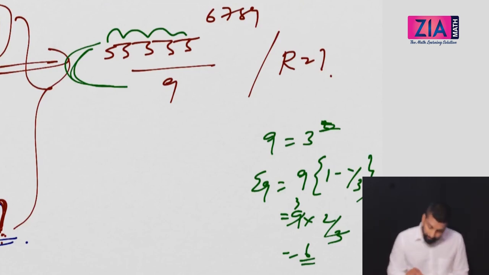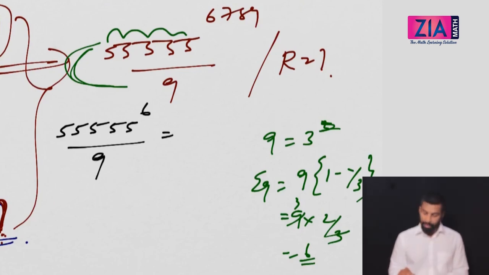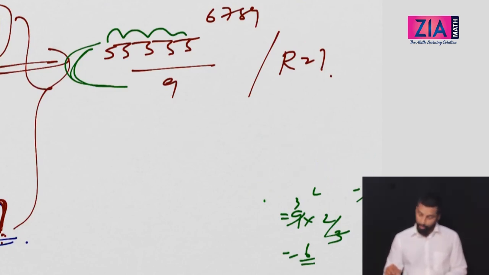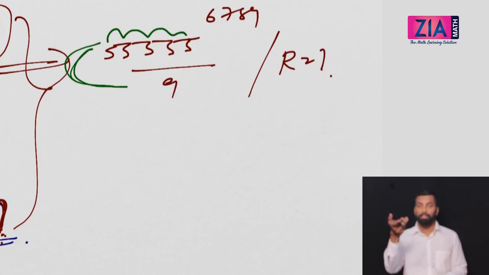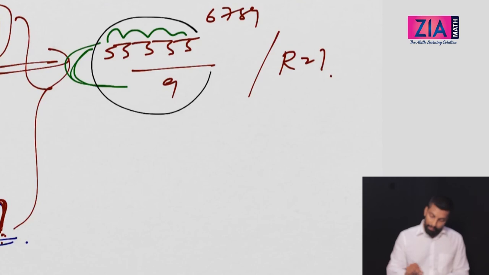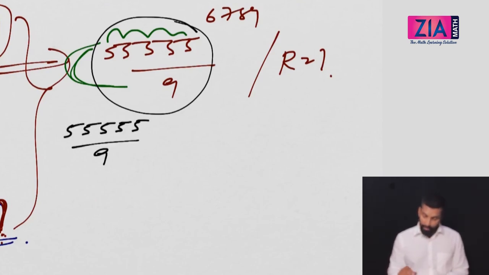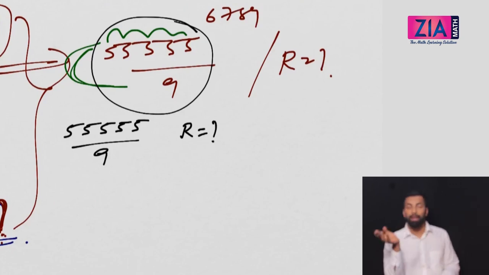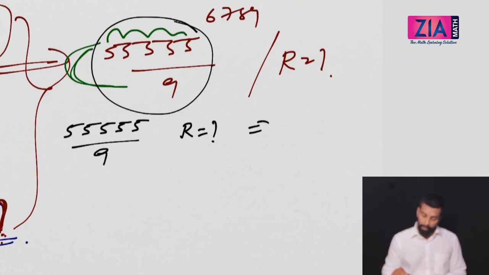So what does that mean? If this was 5555 raised to 6 by 9, your remainder will be 1. Okay. So now all these things are not required. Now you have the two-step process to get the answer. First you see what is the remainder when you divide this with 9. So first is 5555 divided by 9. What is the remainder? You don't want to manually do. Just take sum of digits till you get a single digit. So 5 times 5, 25. 2 plus 5, 7. So remainder will be 7.